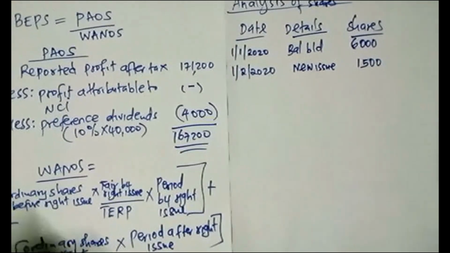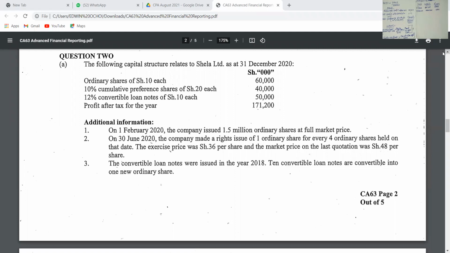I have to check again if there is another ordinary share issue in the period. Additional information number 2: when they made a right issue, they issued ordinary shares to the existing shareholders at shillings 36 instead of 48, which was the market price. So we need to know how many shares were issued through the right issue. The proportion was 1-for-4 ordinary shares held as at 30th June 2020.